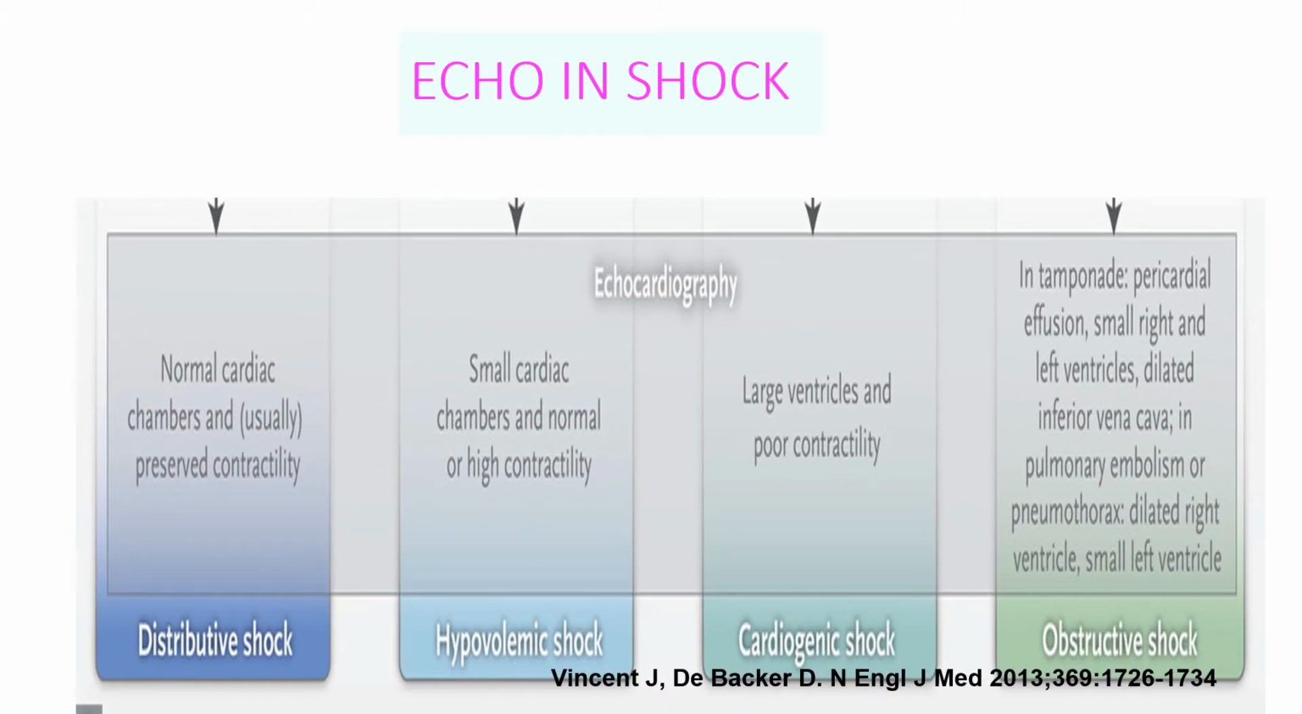So echo is a useful tool in shock, and you can see in distributive shock you'll have normal cardiac chambers with normal EF. In hypovolemic shock, small chambers and high or normal contractility, and in cardiogenic shock, large ventricles and poor contractility, while in obstructive shock you'll have, in tamponade, effusion, small ventricles and dilated IVC. In pulmonary embolism or pneumothorax, dilated right ventricle and small left ventricle.